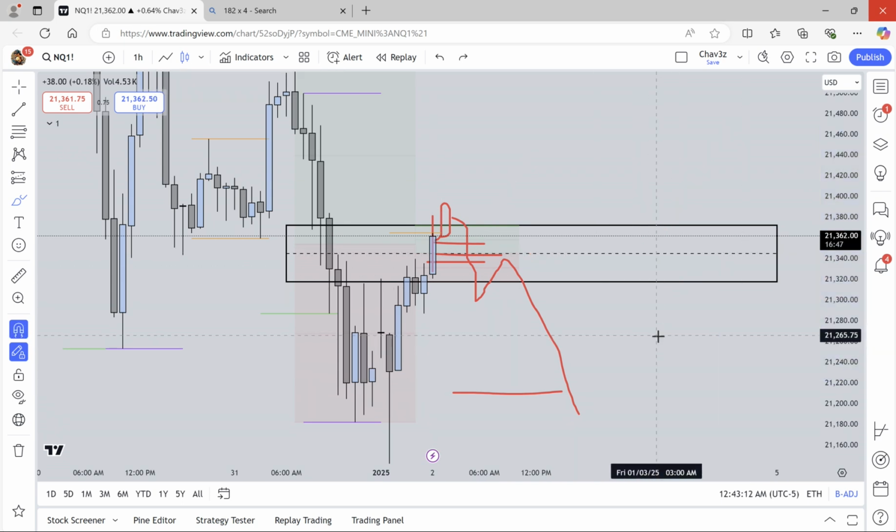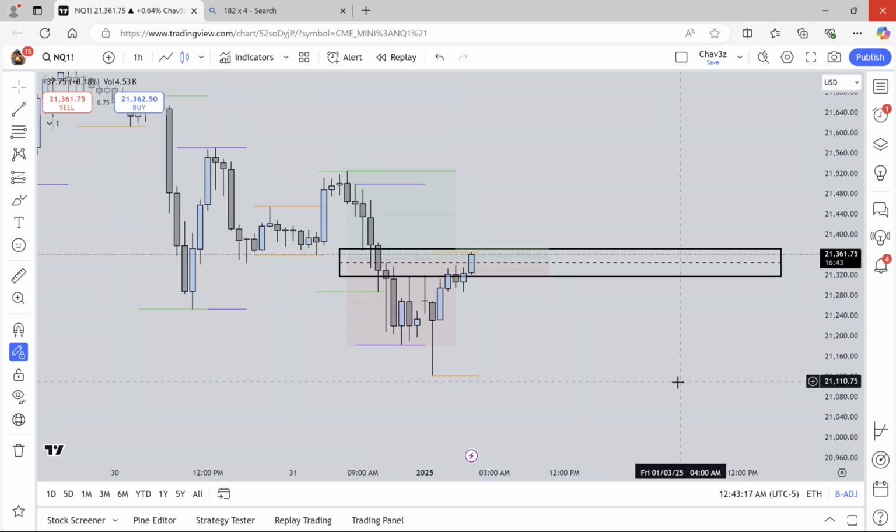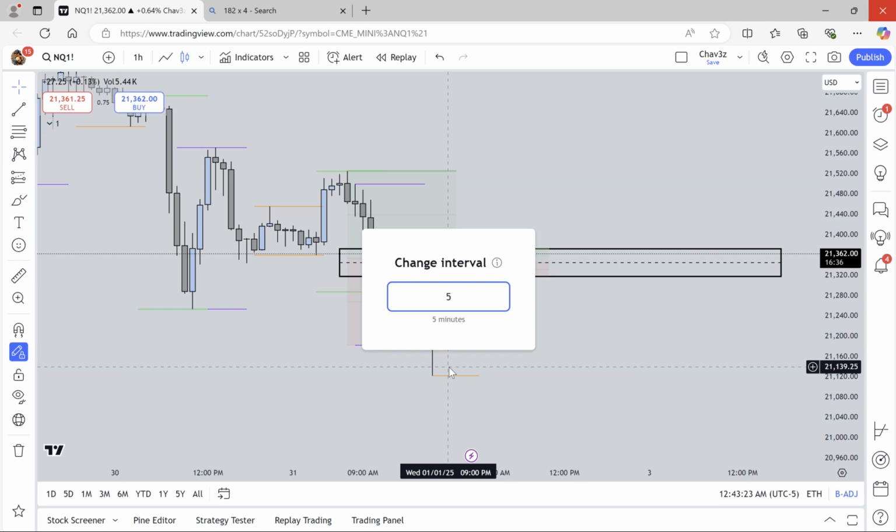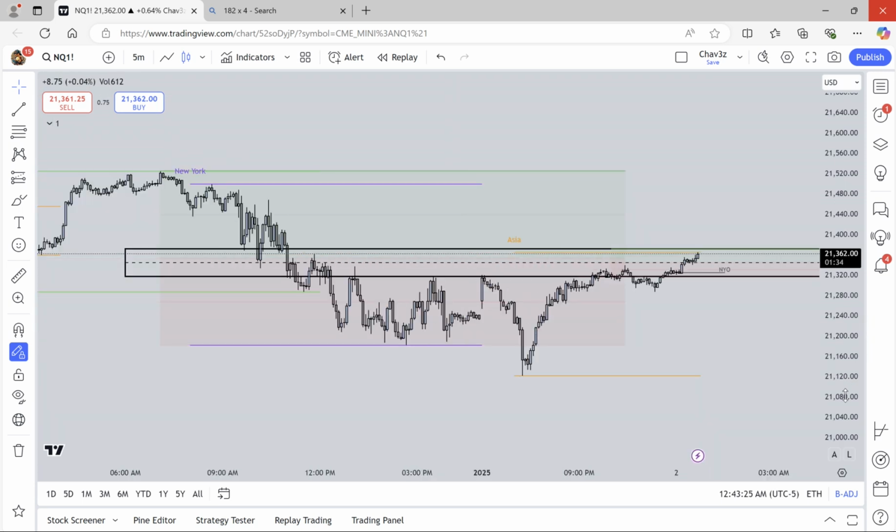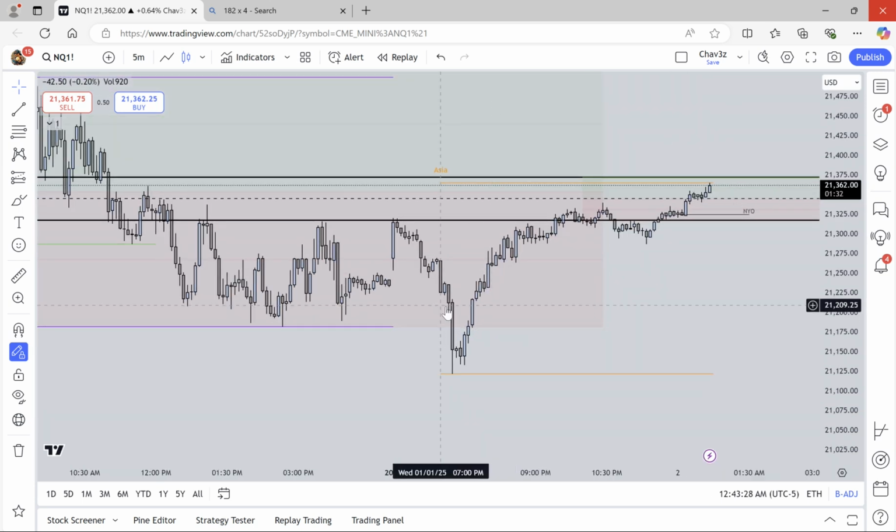Always. It happens all the time. That's how you identify displacement continuation versus a liquidity sweep, right? This right here on the 1 hour is a liquidity sweep. If we go down to our entry time frame, which is the 5 minute, what did we do? We created a fair value gap on the key level.